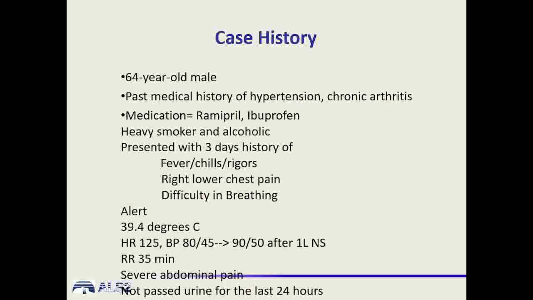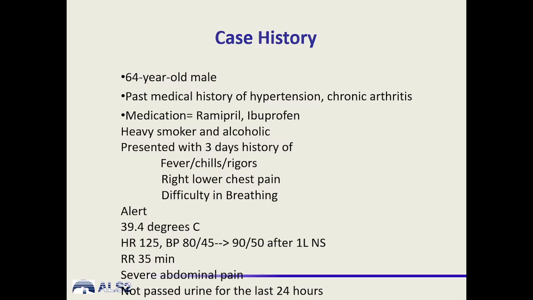So let's get on to this. A 64-year-old man, past medical history hypertension, arthritis, on ramipril and ibuprofen, heavy smoker, alcoholic. He has a 3 days history of abdominal pain with fever, chills and rigors, and he has slight difficulty in breathing, right lower chest pain. Is alert, but temperature is very high, blood pressure has dropped, heart rate is high, and respiratory rate is high, and he has not passed urine for 24 hours.